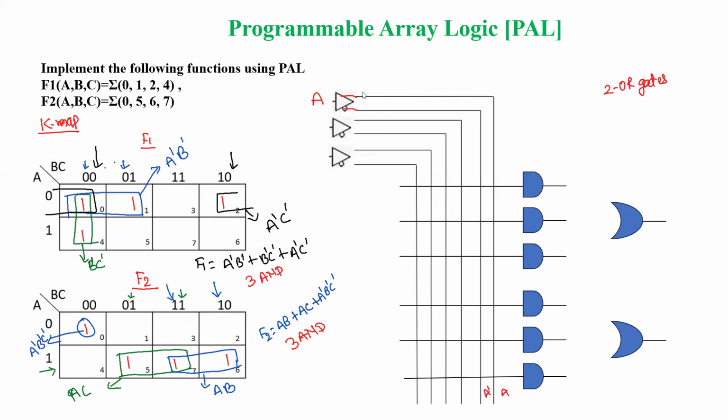Similarly, we can look for the B. So again, B is connected. So this is B, this is the B dash. So same thing we can mark here also. This is the B, this is the B dash.